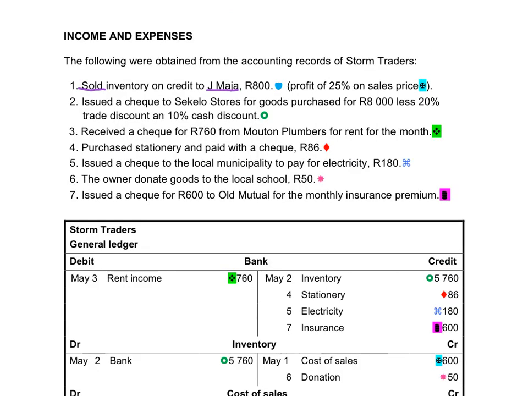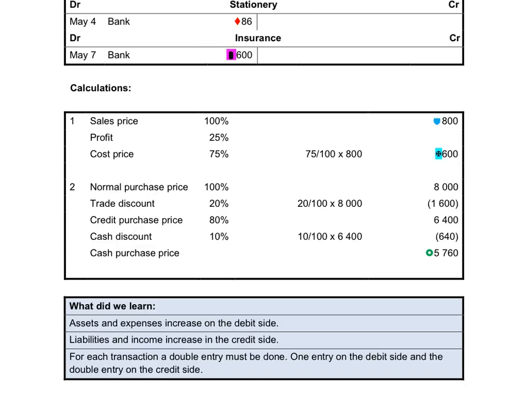A profit of 25% on sales price is made. If the profit is on sales price, then the sales price equals 100%. The profit is 25%. So the cost price must be less than the sales price because we made a profit. So the cost price will be 75% of the sales price. The sales price was given as 800 Rand.